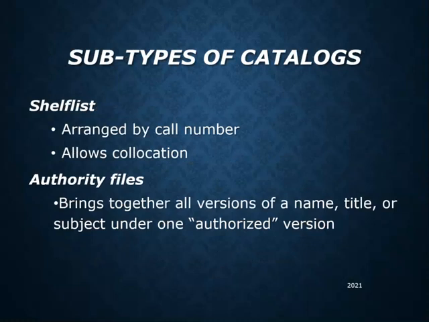There are also subtypes of catalogs. For example, a shelf list keeps all of the records in order by call number. It shows you the order in which everything should be on a shelf. An authority file brings together all of the spellings of a person's name, the title of a book, or a subject, arranging them all by an authorized version.